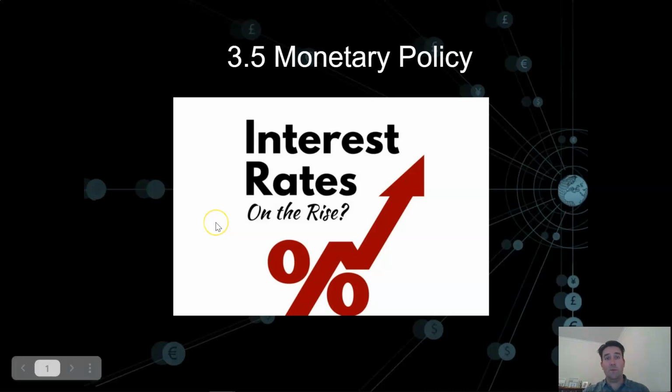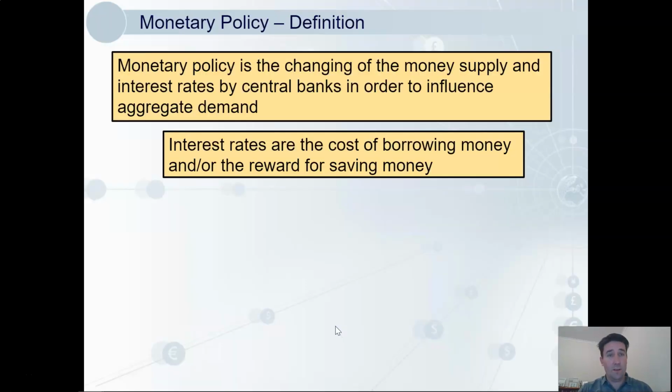Hi everyone, welcome to 3.5 Monetary Policy. This is our first in-depth look at a macroeconomic policy. First, we'll go with definitions.